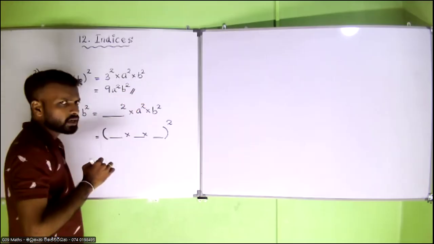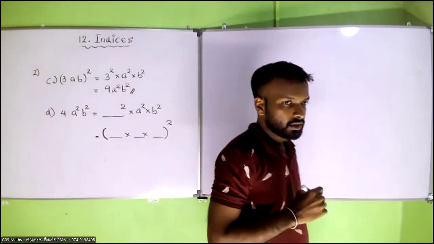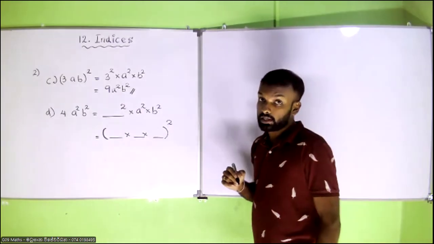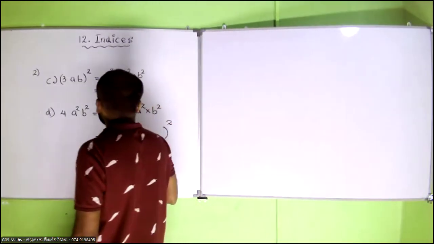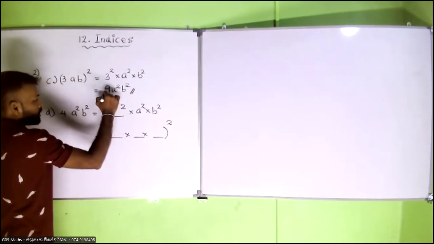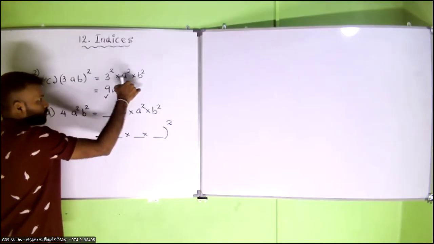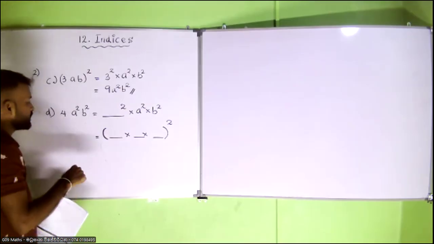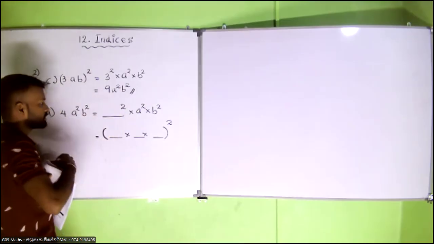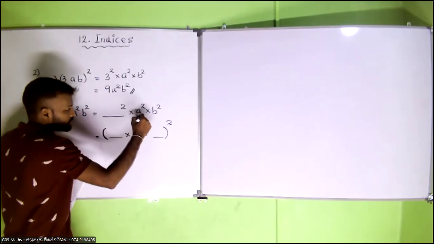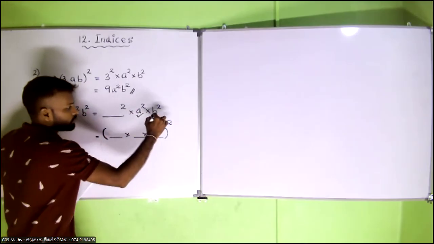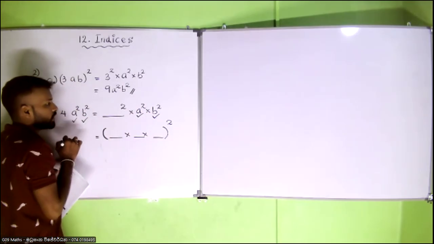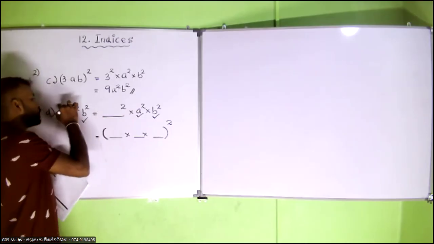These are from grade 8. Still we have to do the grade 9 part. 3 to the power 2, 9, A to the power 2, B to the power 2. So this one, we have to identify the pattern first. Here you have A squared, here you have A squared, here you have B squared, here you have B squared. What is missing? 4.